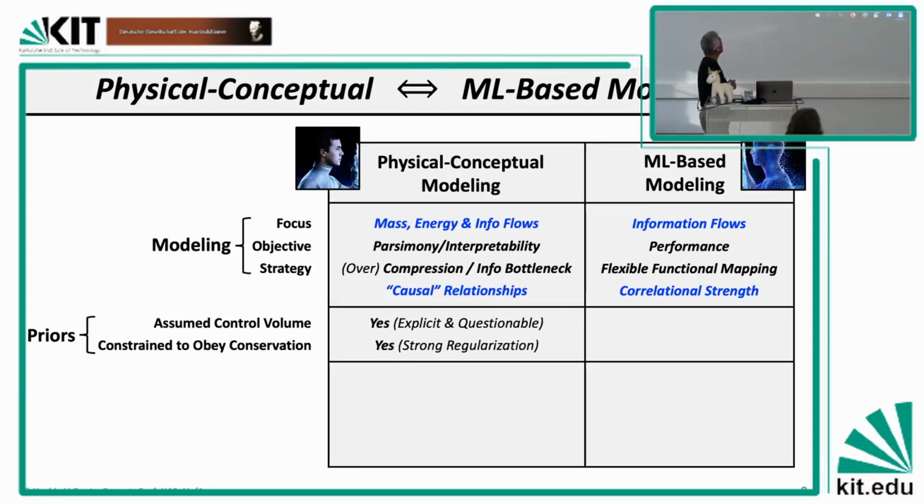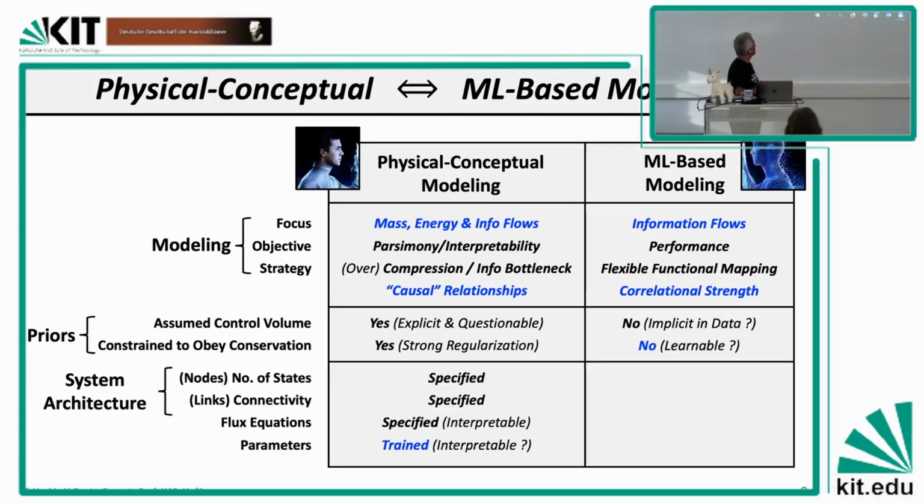What are some prior assumptions? In physical conceptual models, you assume a control volume. It may or may not be valid, right? There's some questions about whether those control volume assumptions are valid. They're constrained to obey conservation, which is a very strong regularizing principle, whereas the machine learning models do not need to make this control volume assumption. It may be implicit in the data that you feed them, and they're not constrained to obey conservation, although there's some hope that you might, in principle, be able to learn conservation principles if the data are sufficiently good to help you do that.